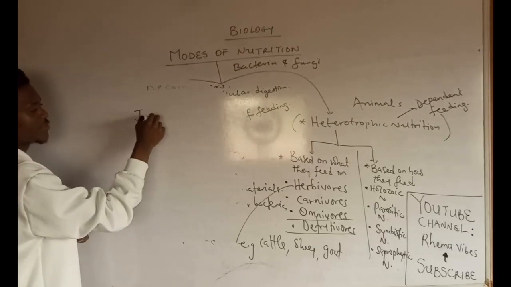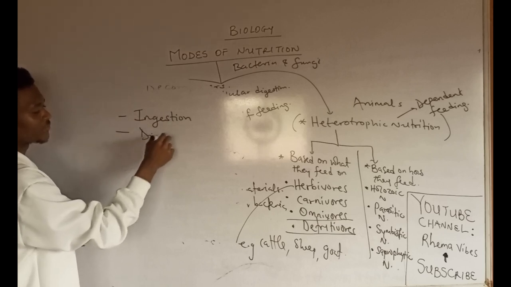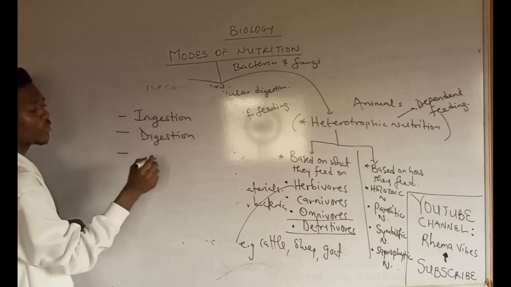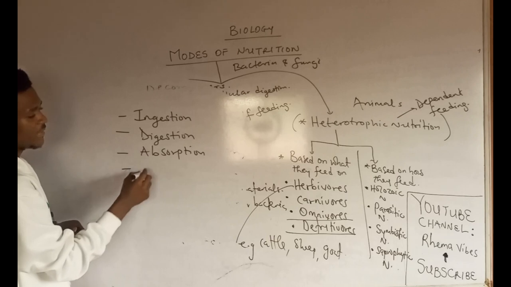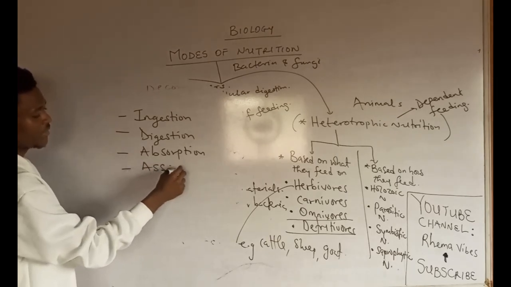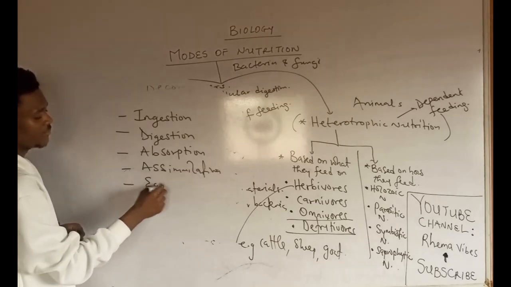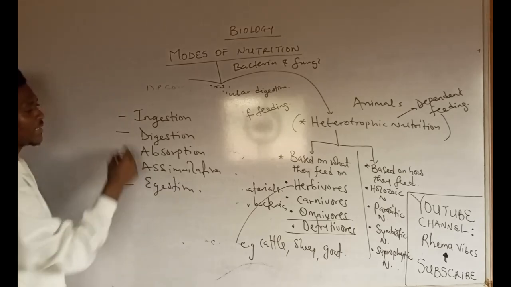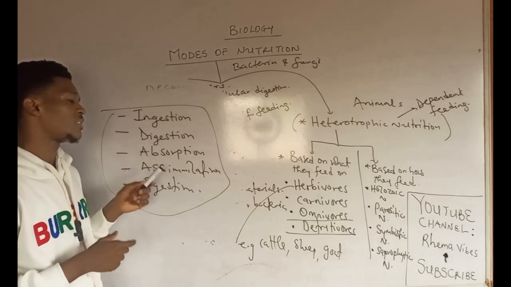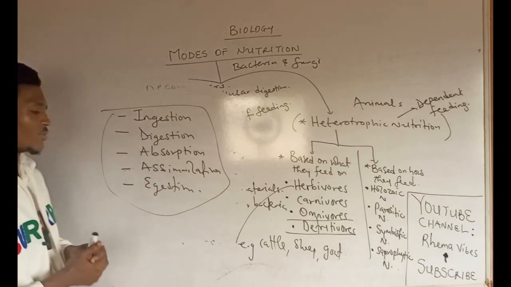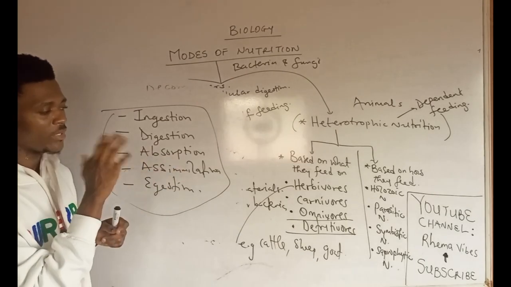The first step is ingestion. Then the second step is digestion. Then the third step is absorption. Then the fourth step is assimilation. Then the fifth step is ejection. So these are the five steps involved in holozoic nutrition: ingestion, digestion, absorption, assimilation, and ejection. And mind you, nearly all animals exhibit holozoic nutrition.